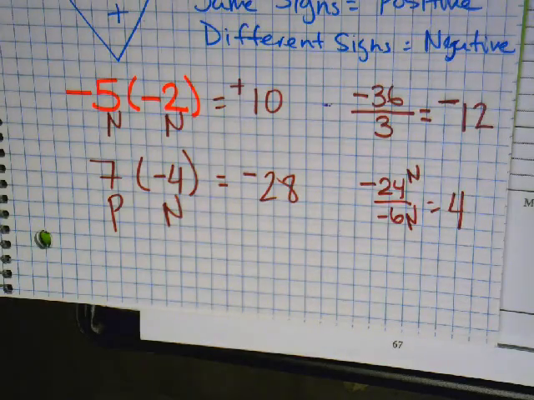So these rules are different than adding and subtracting. What do kids do? They want to just use this rule for everything. So everything has to be separate. Everything has to be separate. All right. Are we okay with this?